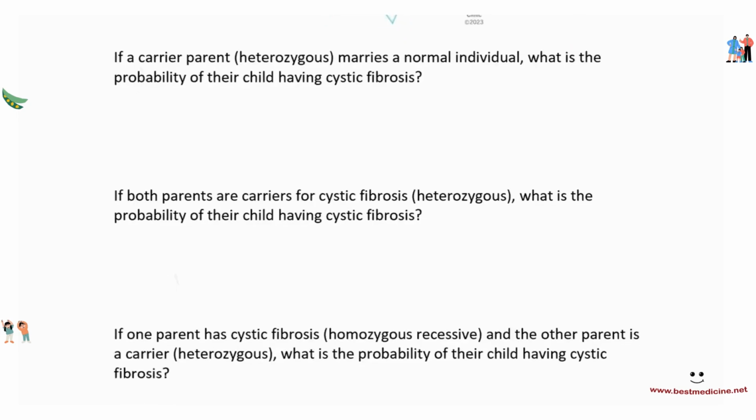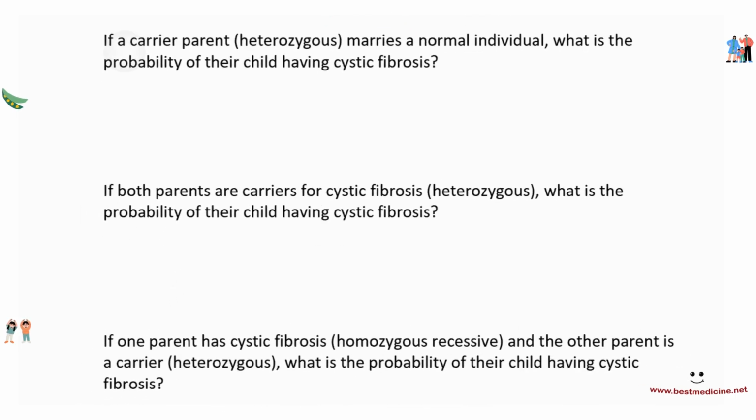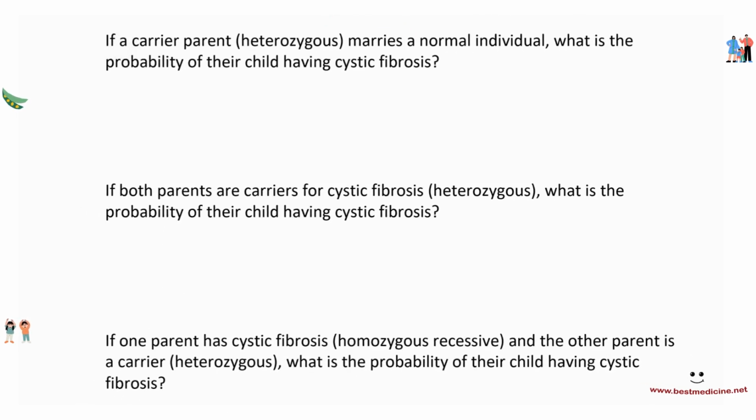Now let's do a couple of questions on autosomal recessive diseases. So the question is, if a carrier parent, heterozygous, marries a normal individual, what is the probability of their child having cystic fibrosis? Well, it's very easy. The first thing you do is you write the genotypes of the parents, right? They're saying one parent is the carrier, so capital C, small c. You can assume any random letters if they don't give you letters. I'm using C here, but you can use anything.